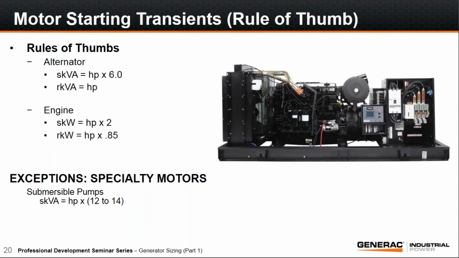So some rules of thumb: we mentioned SkVA is about horsepower times 6. From a kVA running standpoint, an electric motor runs at about its horsepower. A 100 horsepower motor will run at about 100 kVA. That's another really handy rule of thumb. So for all of you that wanted to plug in 0.85 before, you weren't wrong. It's just that we have to use that in the running phase, not the starting phase. So horsepower times 0.85 is the running kilowatts that a motor is going to draw. A 100 horsepower motor runs at about 85 kilowatts.